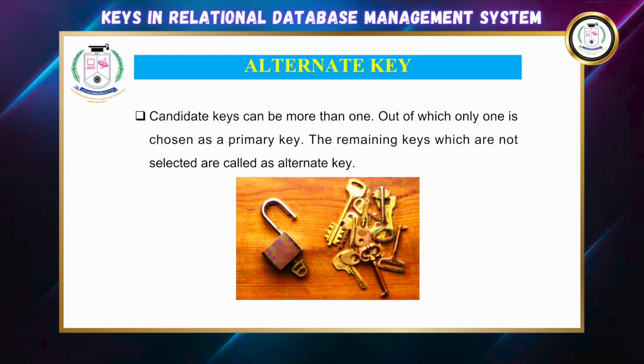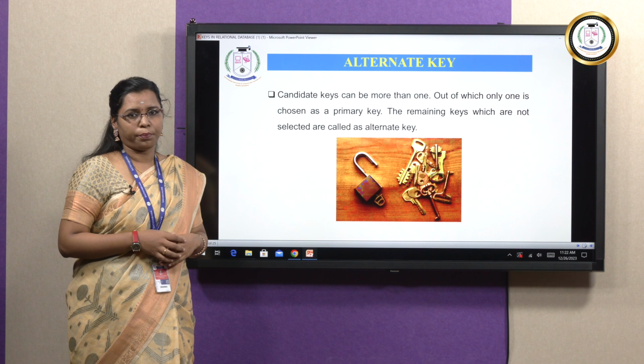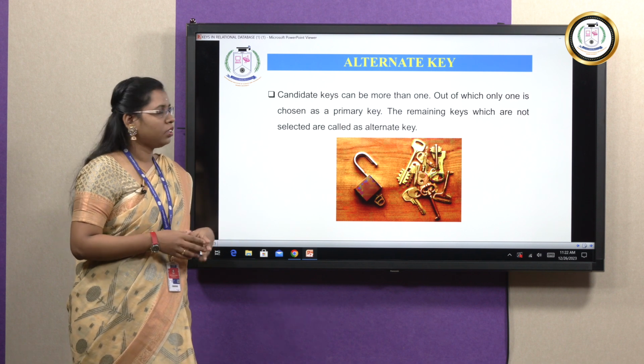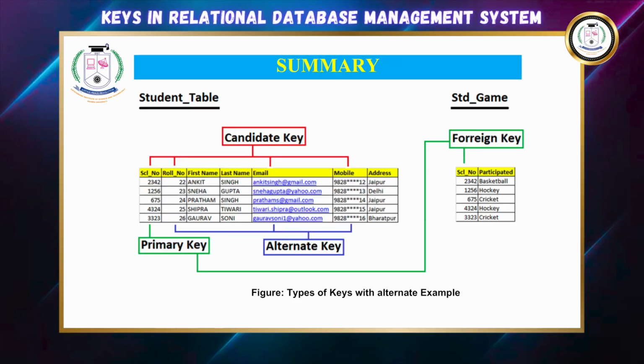The next one is alternate key. Candidate keys can be more than one, but out of them only one is chosen as the primary key. The remaining keys are all selected as alternate keys. So these are the summary.